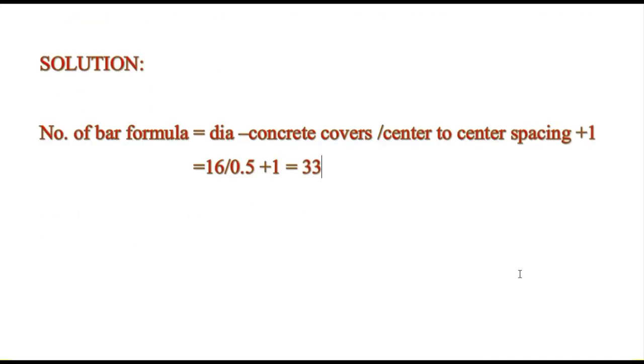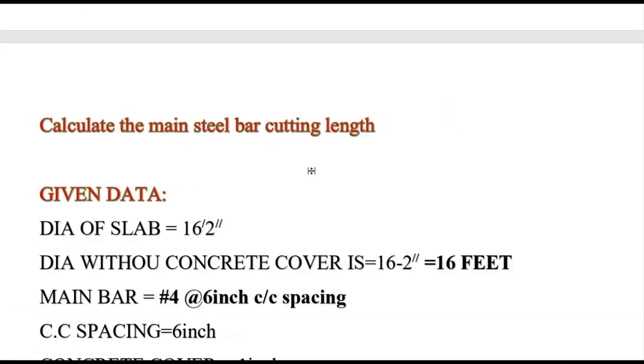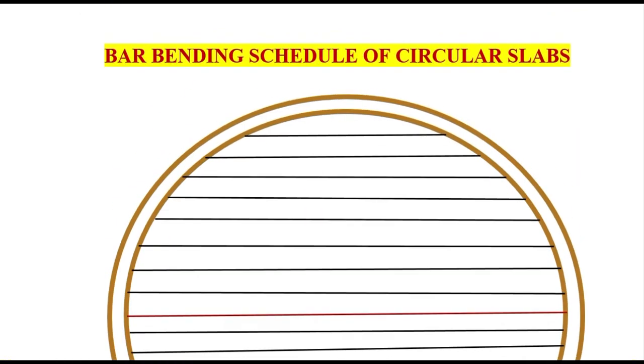Next, we will first look at L1. L1 is the length of the main bar which is at the mid of the circle. The bar length will be the same as the diameter inside, which is 16 feet. This is a hard and fast rule. You can see in the picture also.